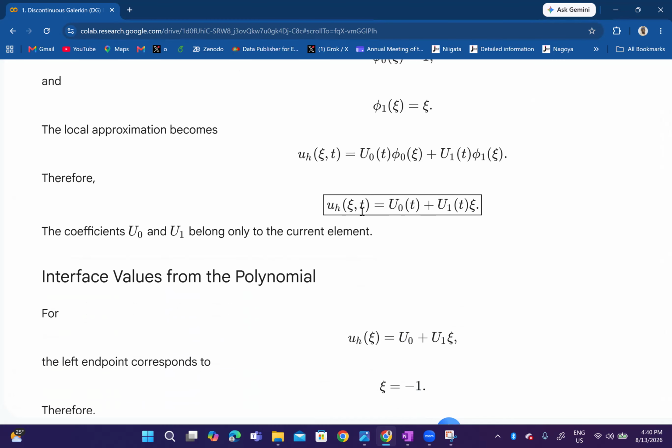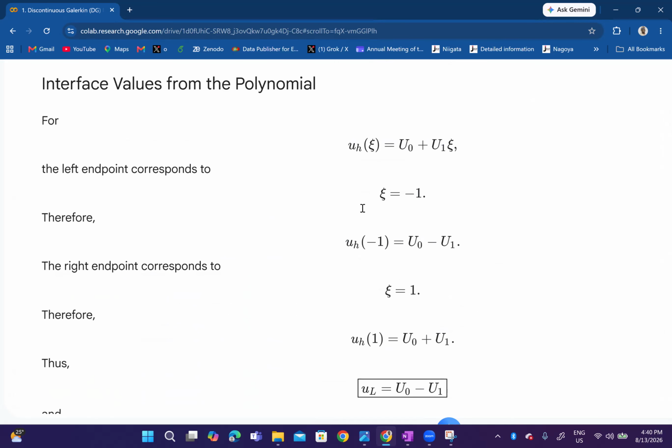Because we are dealing with the current time here, the interface values come from the polynomial u sub h of psi, which is u naught plus u1 psi. The left endpoint corresponds to psi equals -1, so u sub h of -1 is u naught minus u1. The right endpoint corresponds to psi equals 1, therefore u sub h of 1 is u naught plus u1. Don't forget, we said psi takes values from -1 to 1.